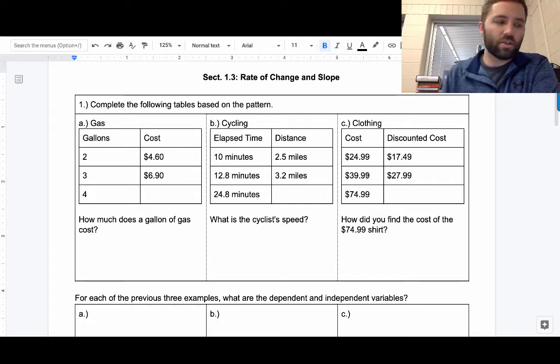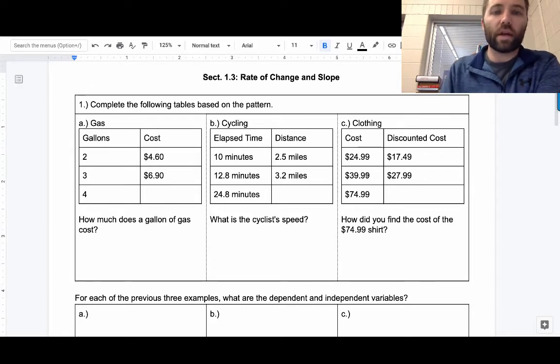And a rate of change is just how fast is one variable changing in relation to another variable? How fast is your distance changing in relation to time, for example, is a classic example of rate of change.